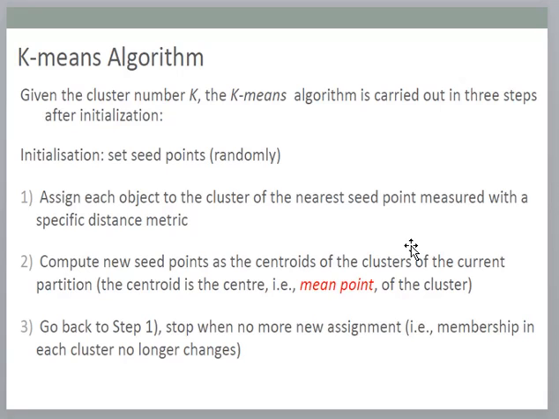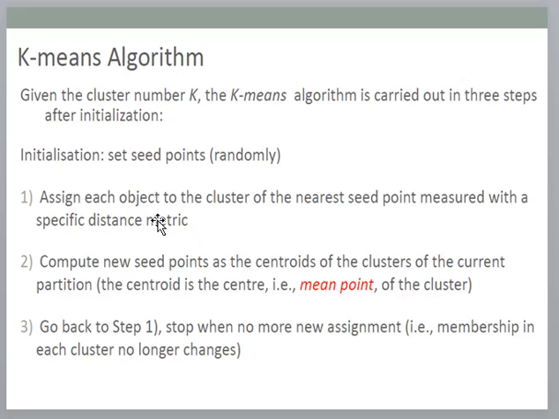So let's have another look at its algorithm. Let's suppose we are given a cluster number k. If I want to make 3 clusters, then I can set this value as 3. The k-means algorithm is carried out in 3 simple steps, so after initialization we follow 3 steps. Number 1 step is that we assign each object or item to the cluster of the nearest seed point. The seed point here is the cluster center, measured with a specific distance metric, and this distance metric can be Manhattan distance or Euclidean distance.